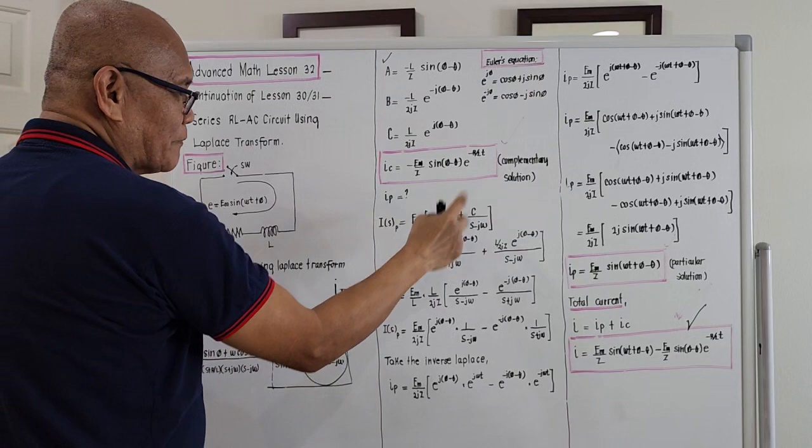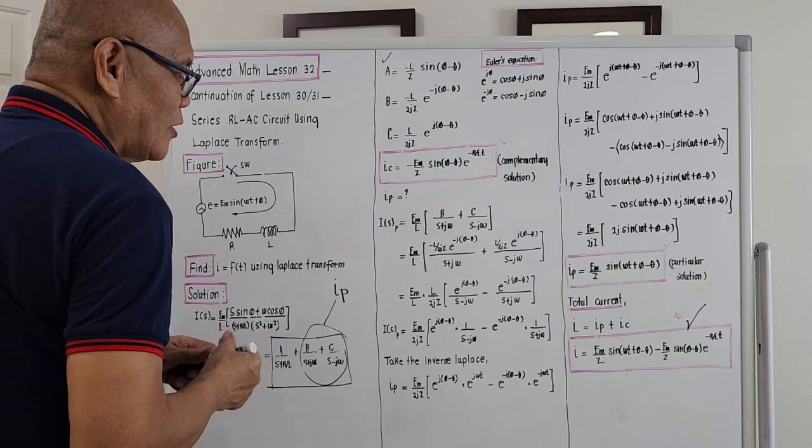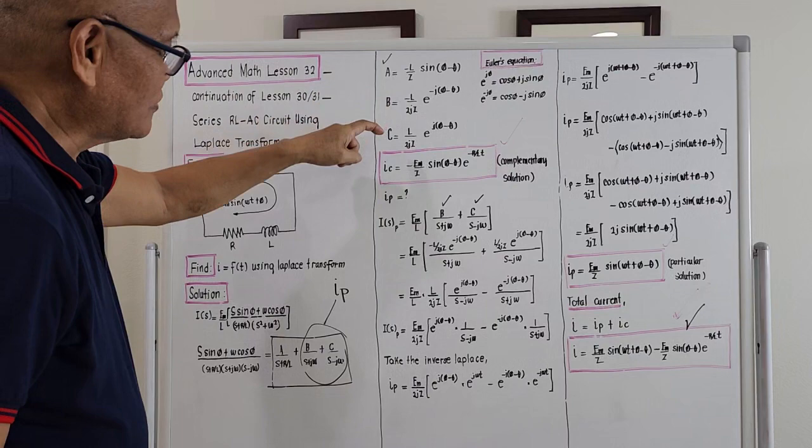open bracket, B over S plus J omega, it is this, plus C over S minus J omega. We now know the value of B and C, right? So it's just a matter of substitution. So take it easy, write legibly. This is B and this is C.